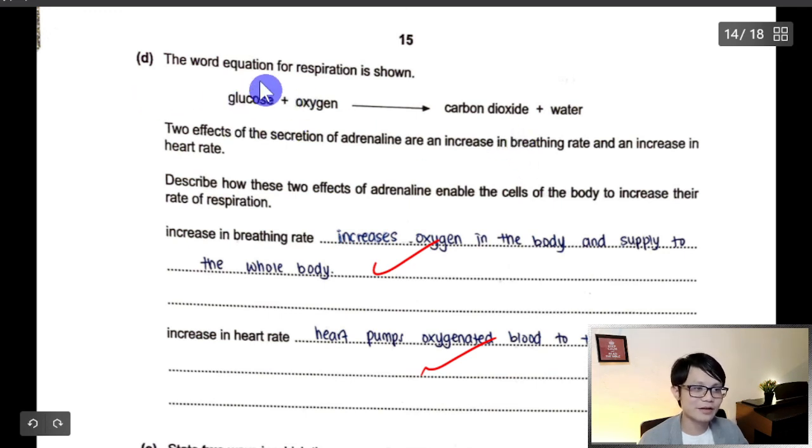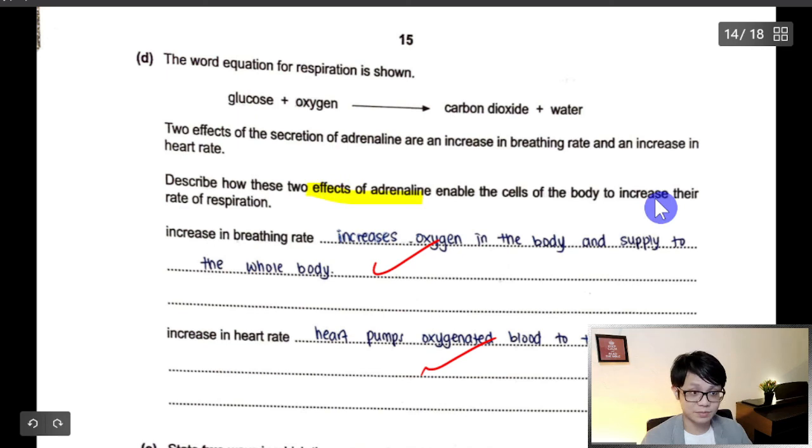The word equation for respiration is shown: glucose plus oxygen gives carbon dioxide plus water. Increase. I need to read the question. What is the question talking about? The effect of adrenaline enabling the body cells to increase respiration. Yeah. So what is it?